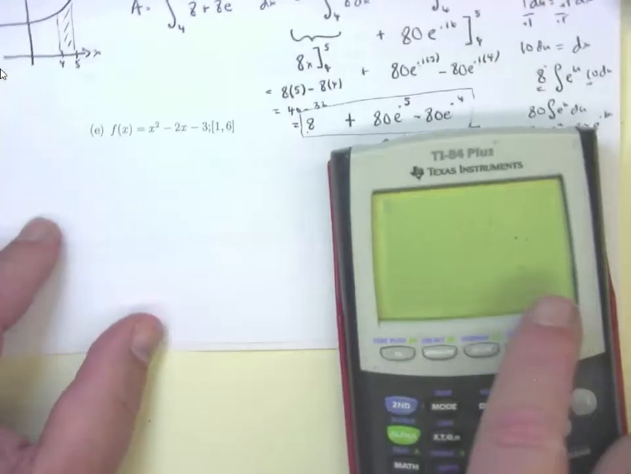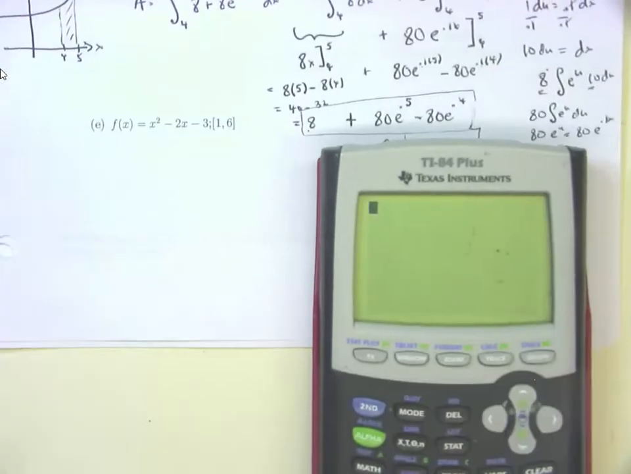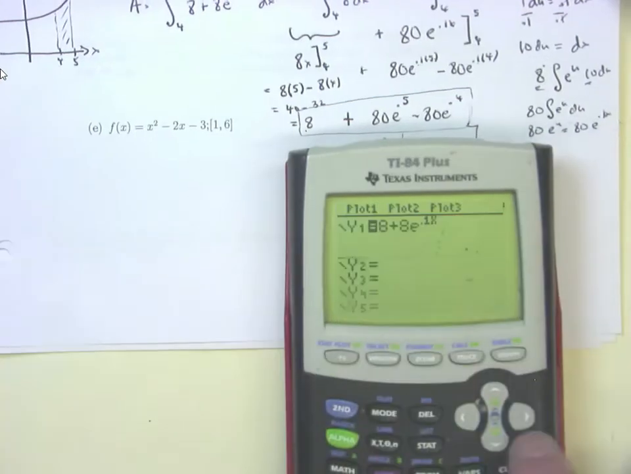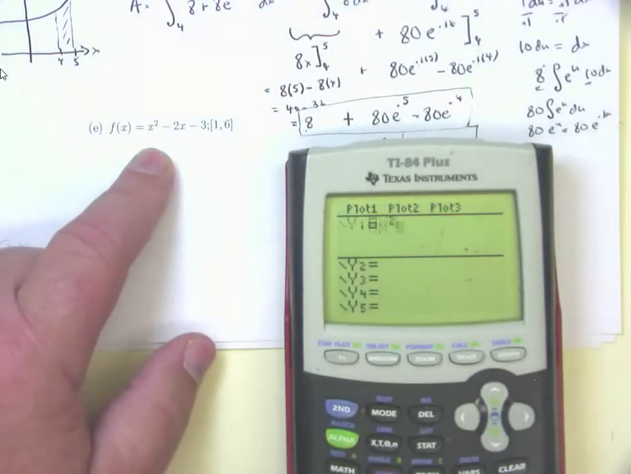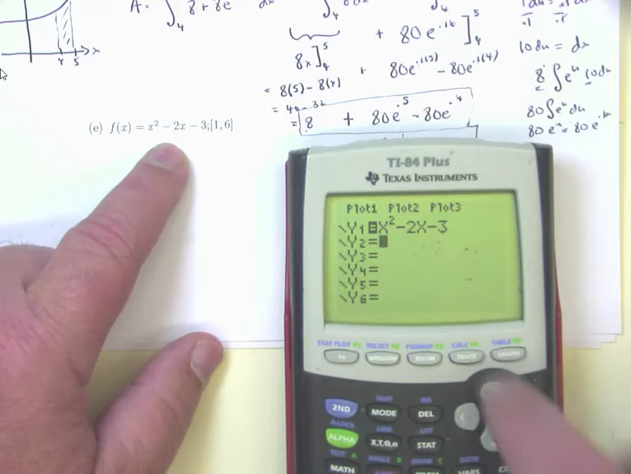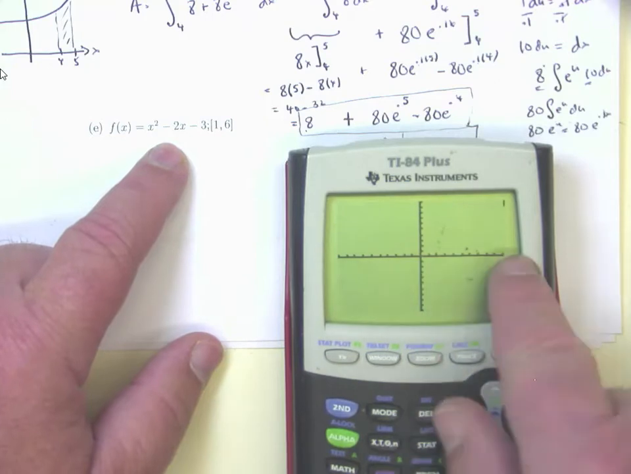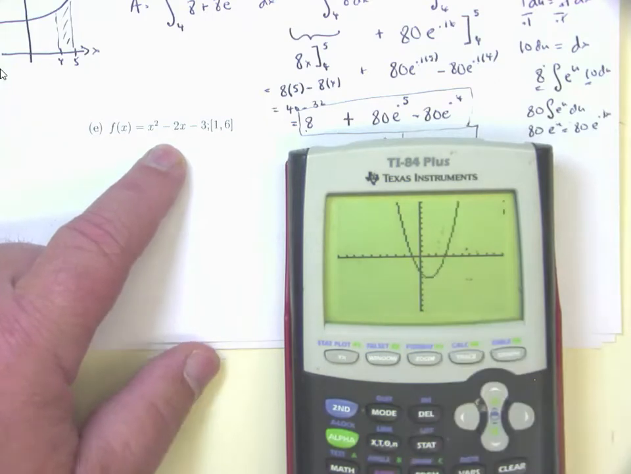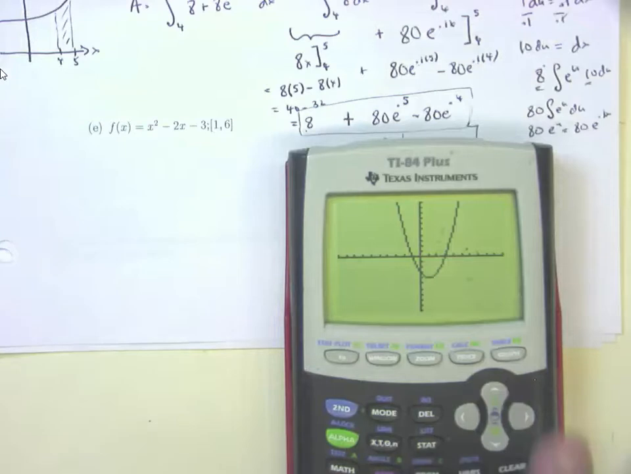The function is f of x equals x squared minus 2x minus 3. So I'm going to graph that guy. I know it's a quadratic, but I want to know exactly where it is. X squared minus 2x minus 3. And I'm going to do a zoom 6. That's a negative 10 by 10, negative 10 by 10 screen. And there's my parabola.